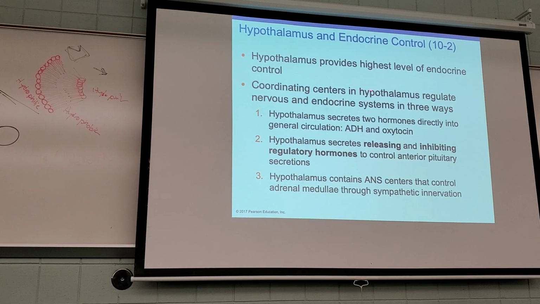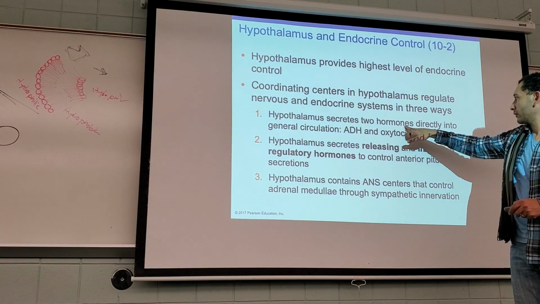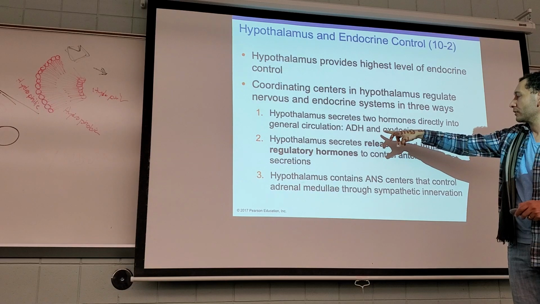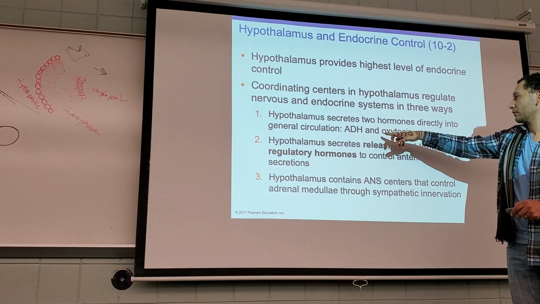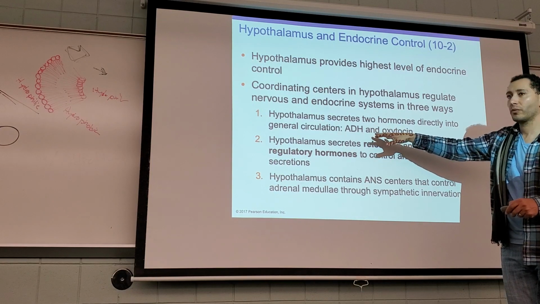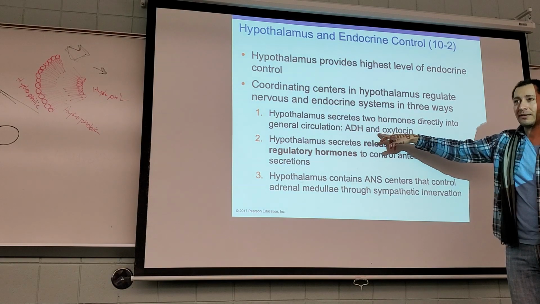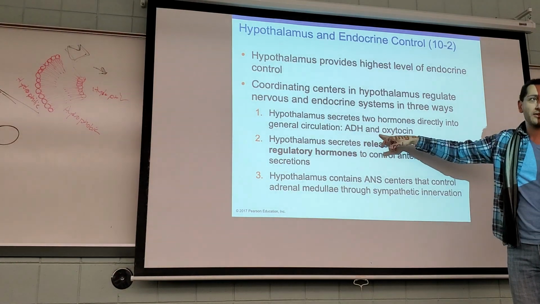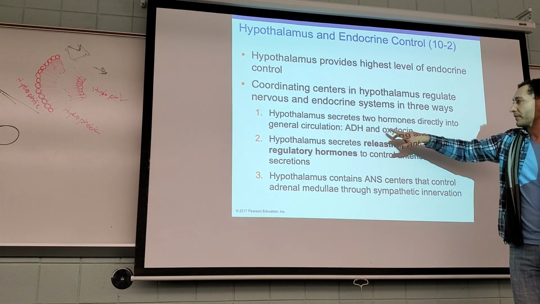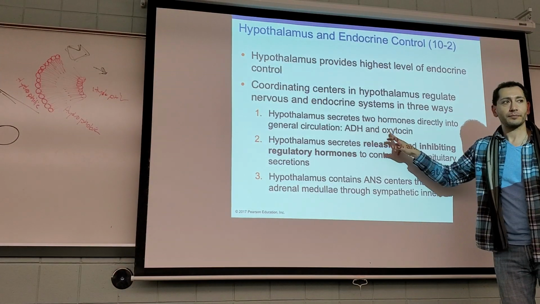Coordinating centers in the hypothalamus regulate nervous and endocrine systems in 3 ways. 1, the hypothalamus secretes 2 hormones directly into general circulation. Well, not really. To be more accurate, it just secretes it to the posterior pituitary, and then the pituitary releases them. There's your 2 right there.